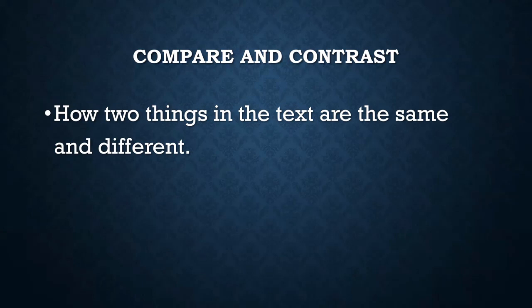Compare and contrast. You're definitely going to see this on the GMAS, how things in the text are the same and how they are different. Now, you can only compare and contrast two things that are already similar. So Jane's hair is black. Susie's hair is blonde. You see, what I'm comparing is hair.